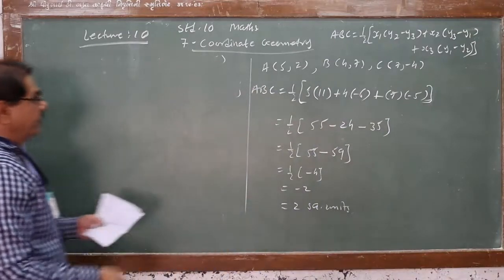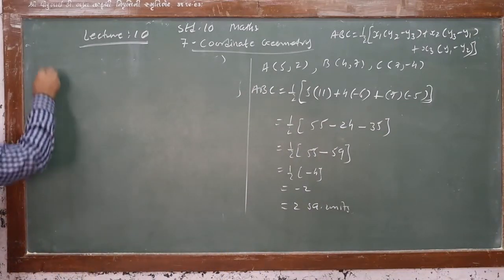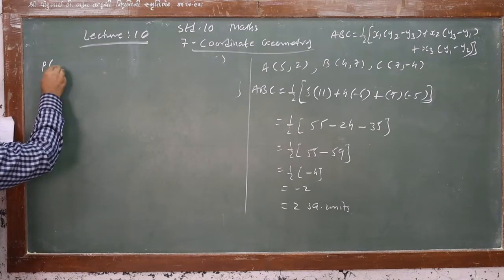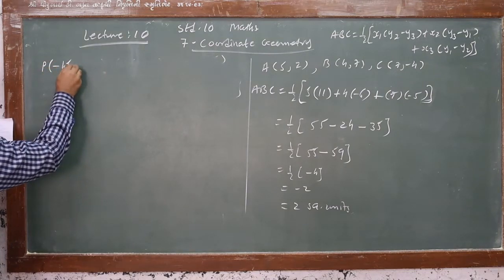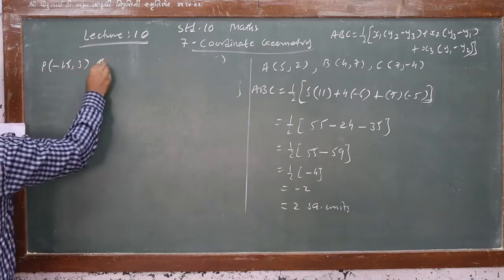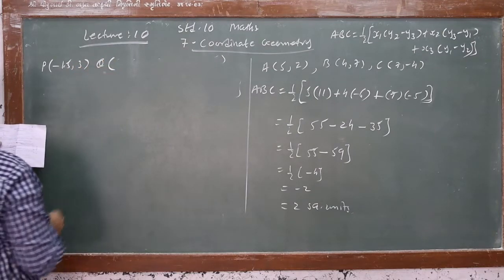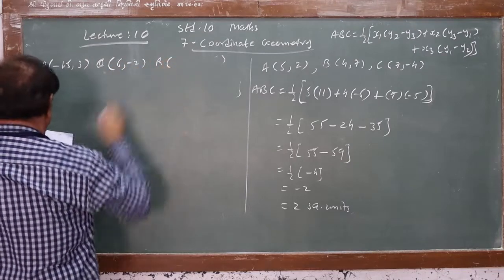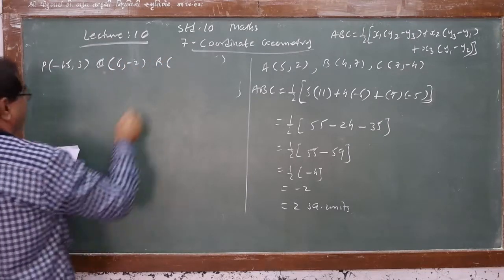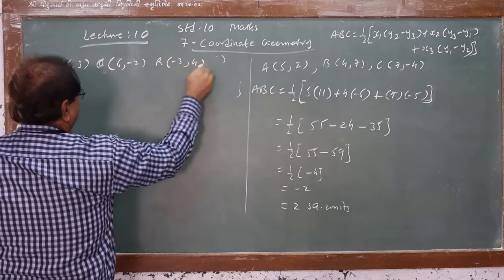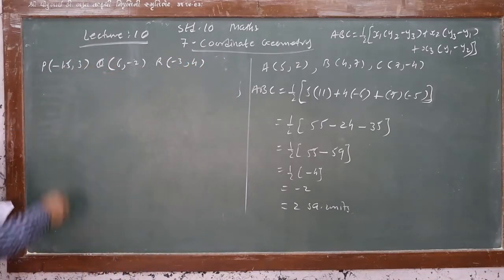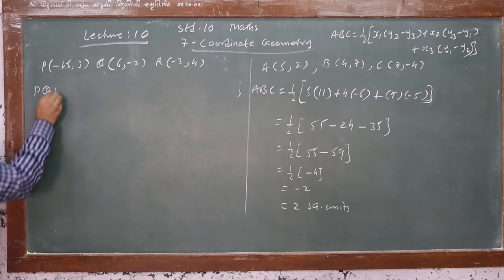Only area is what we found out, but it is a special case. So I take this question. The points are P(-1.5, 3), Q(6, -2), and R(-3, 4), and you have to find the area. Here P, Q and R are the vertices, so the triangle is PQR.